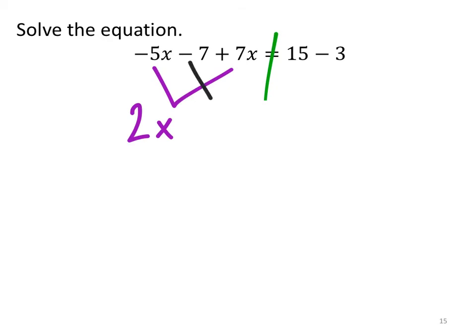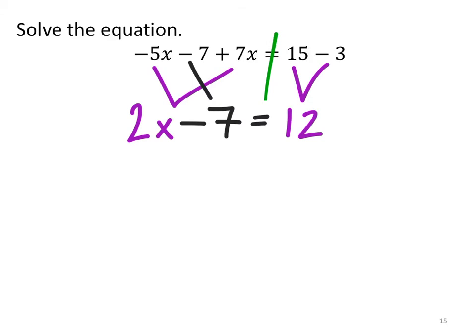Now we have this negative 7 here. There are no other like terms on the left side of the equal sign to combine with that negative 7, so it just stays negative 7. So we reach the equal sign right there. And next I see I have these two terms on the right side of the equal sign that I can combine. 15 minus 3 is 12.